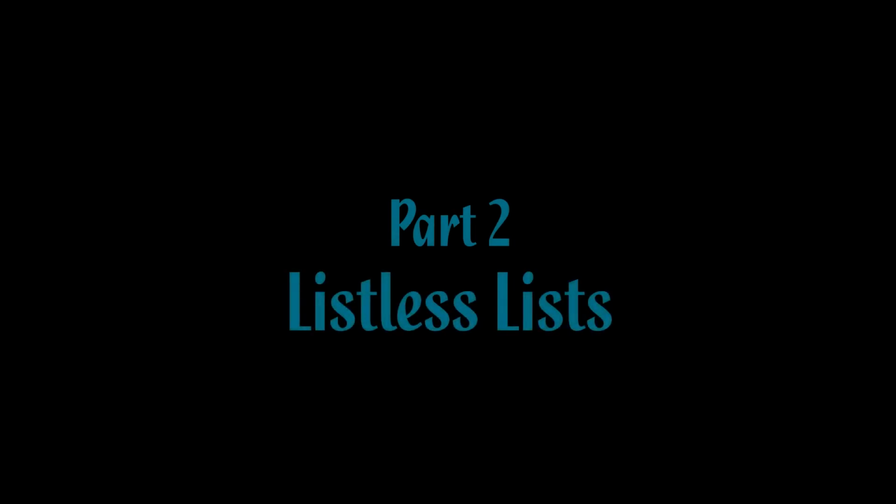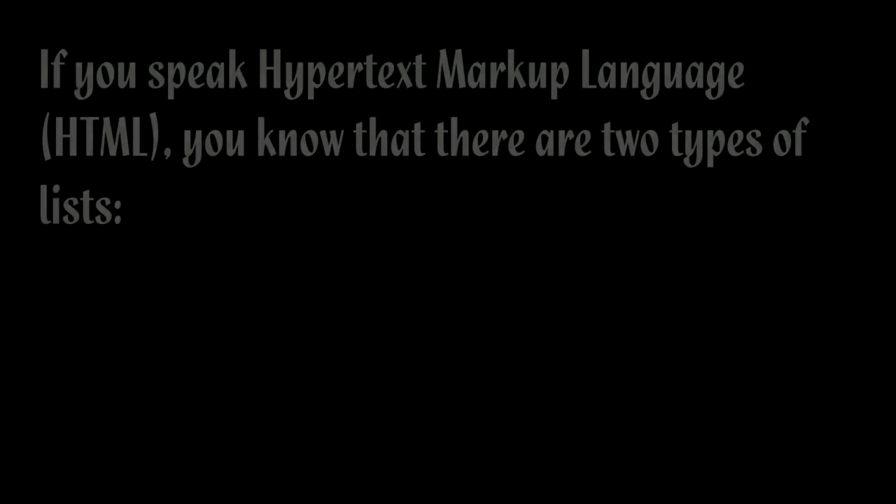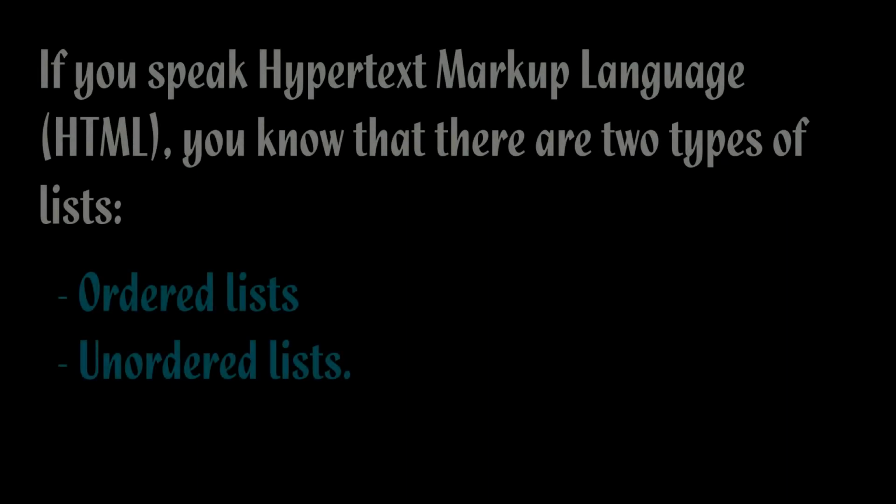Part 2. Listless lists. If you speak hypertext markup language, you know that there are two types of lists: ordered lists, unordered lists. No, you cannot speak hypertext markup language, which is the computer language for writing web pages. However, we can borrow from it a crisp classification of lists.